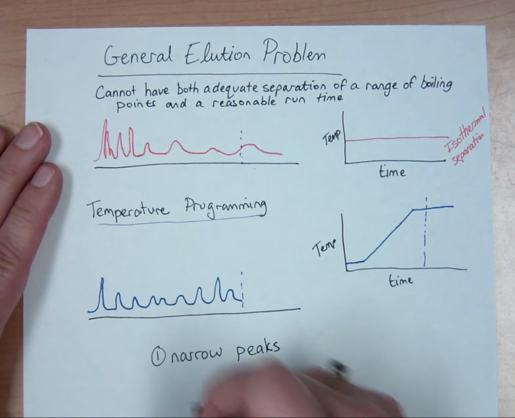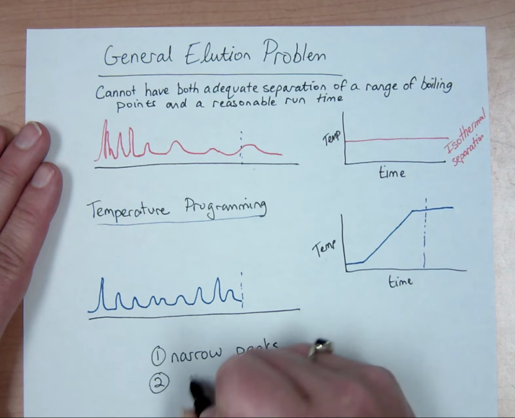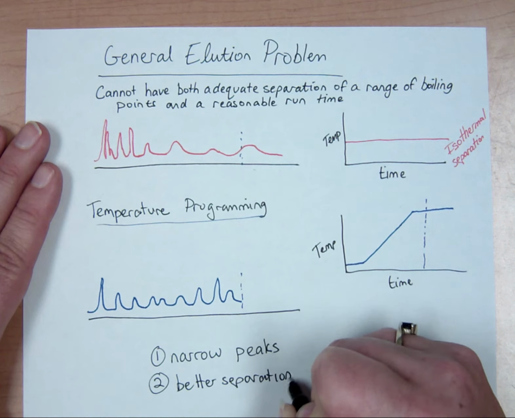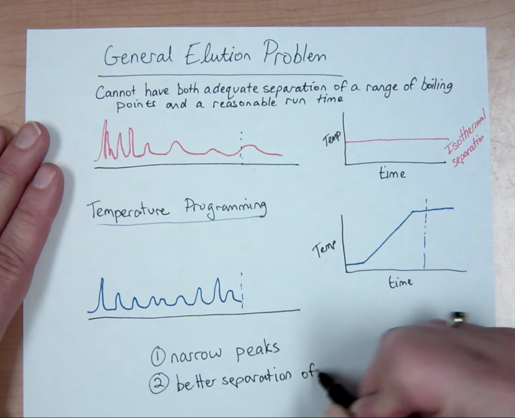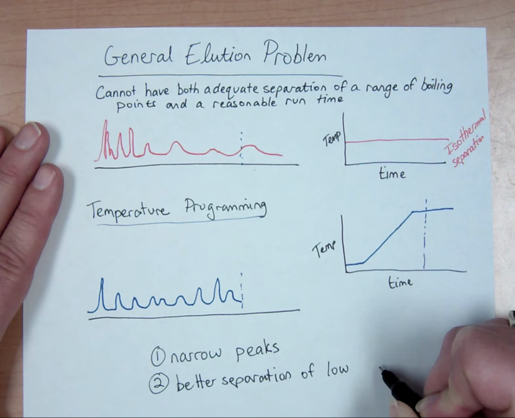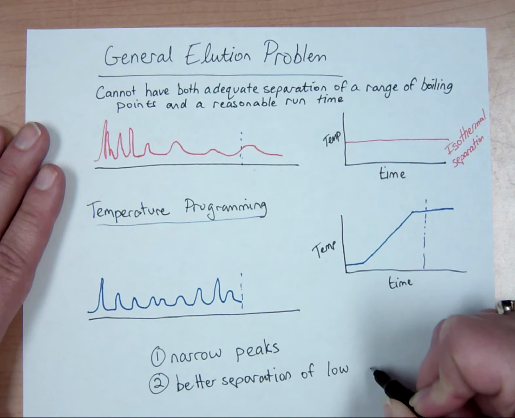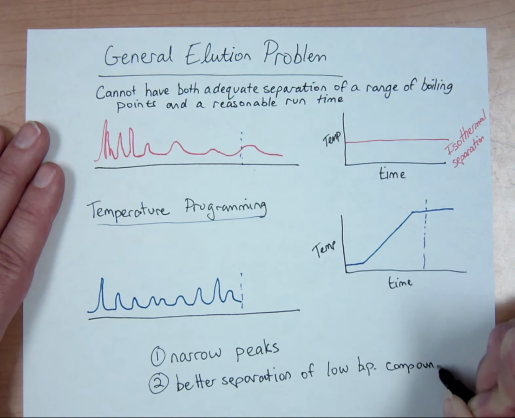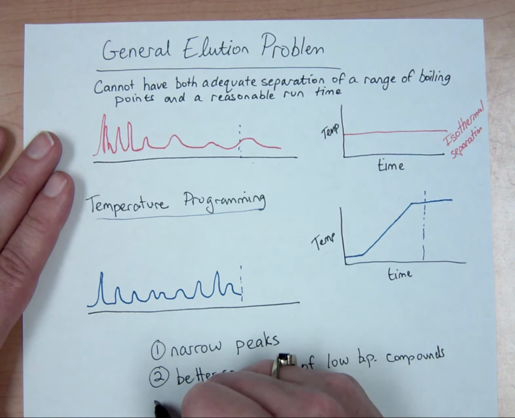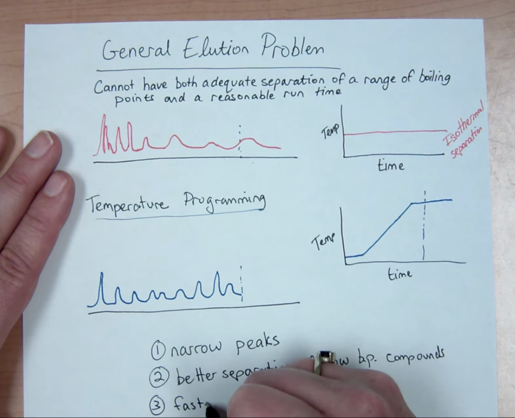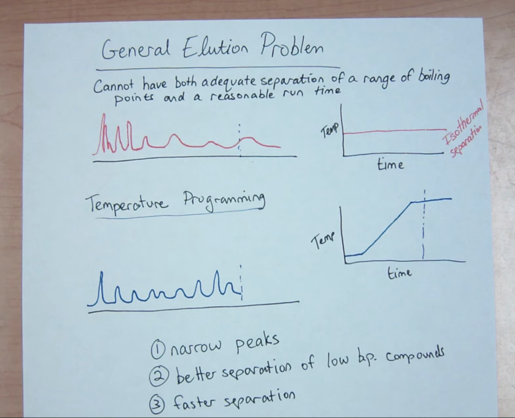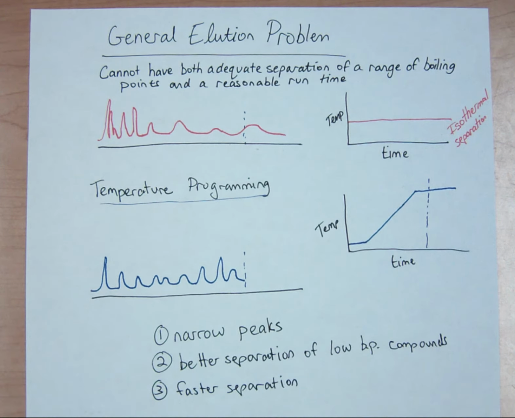Now, the second perk that we get here is, again, better separation of lower boiling point compounds. And as we said earlier, this is because we get to start at a low temperature, lower than what would be feasible to work with in an isothermal separation. And at the same time, we get ultimately faster separations because we don't have to wait as long for those end compounds to come off the column, because we end up at a higher temperature.